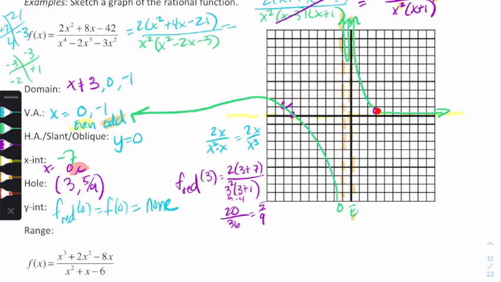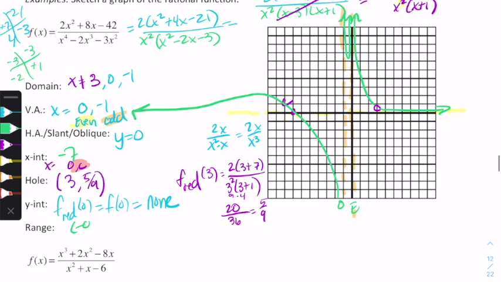You do need to remember to keep in mind the y value of your hole for your range. In this case, I have a y value over here that is the same y value as our lack of a point here. So I still have that we have the entire range all the way down and all the way up, because this y value of 5/9 is covered over here. Okay. So our range is negative infinity to infinity.